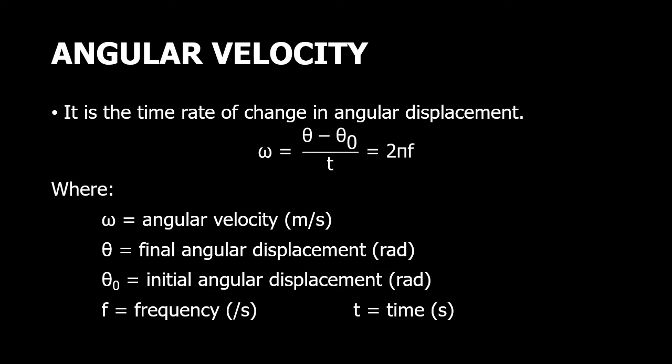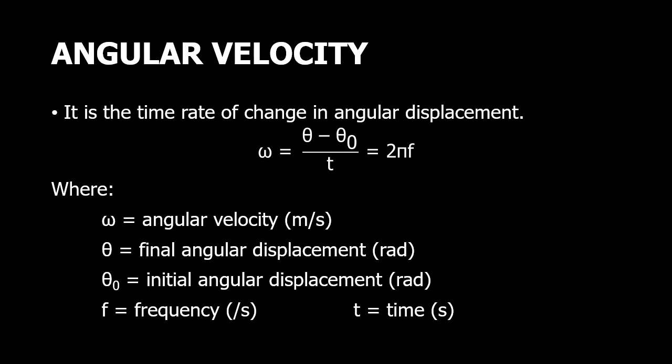Now, let us talk about angular velocity. Angular velocity is denoted by the Greek letter omega and is defined as the rate of change in angular displacement over time. As we can see in the formula here, omega is equal to delta theta divided by delta t, where delta theta is your angular displacement and delta t is your time elapsed. The SI unit for angular velocity is radians per second.